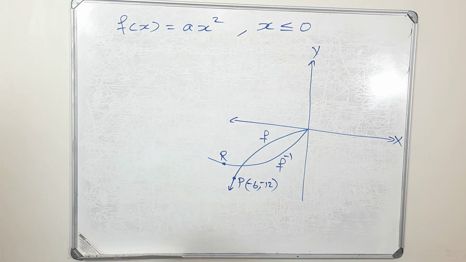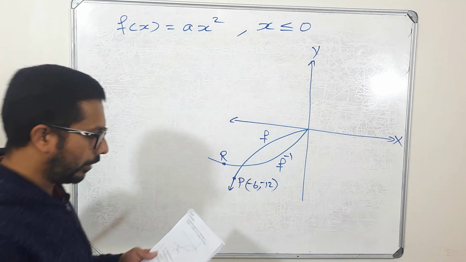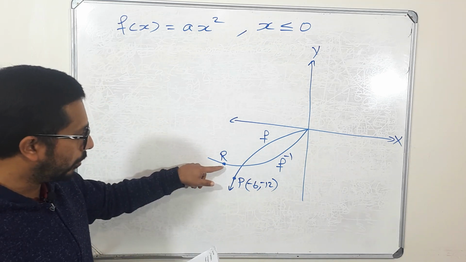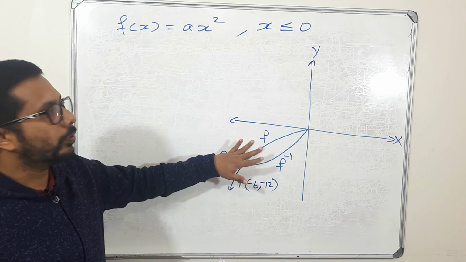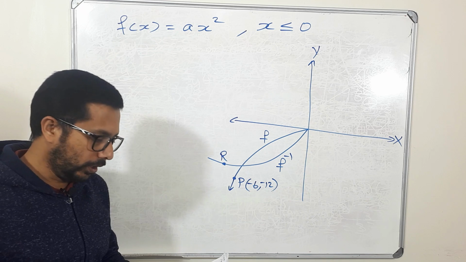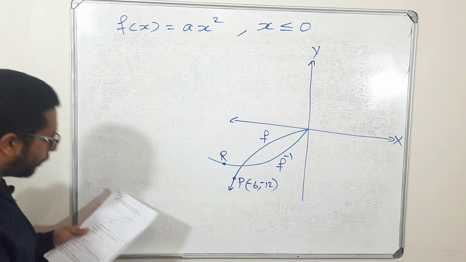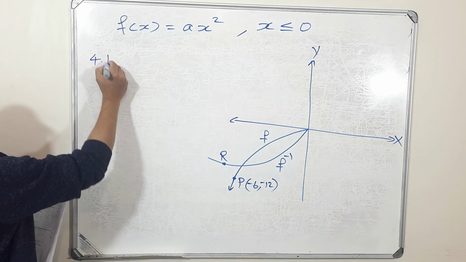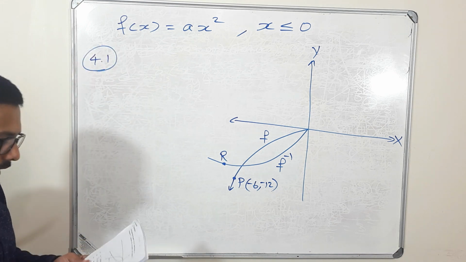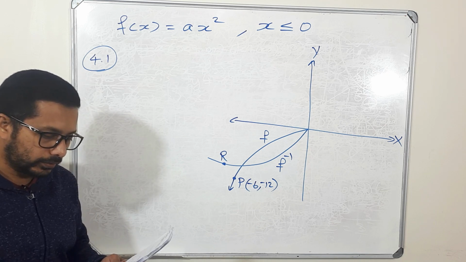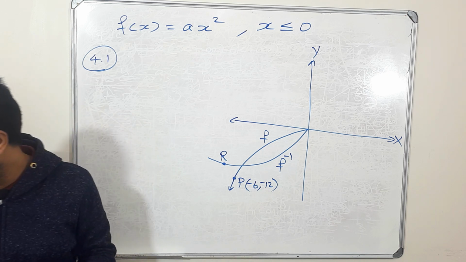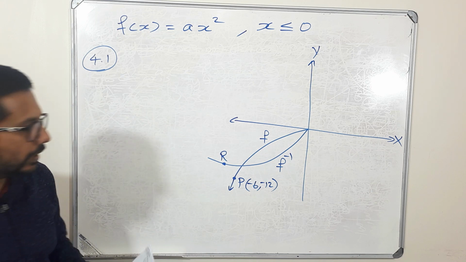Okay, the graph f inverse is also drawn. P (-6, -12) is a point on f, and r is a point on the f inverse graph. Now, based on this information, we have to answer the following questions. What is the first question? Question number 4.1. Is f inverse a function? Motivate your answer. You have to find whether this graph f inverse is a function.